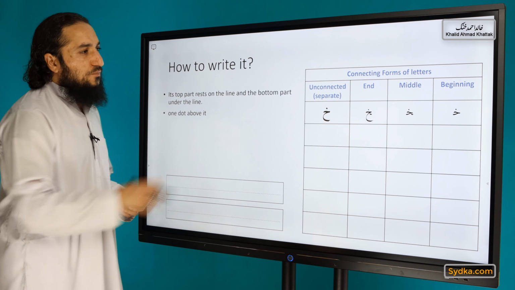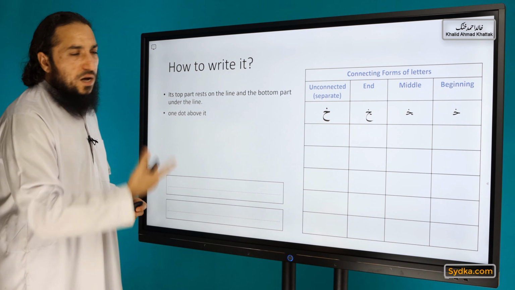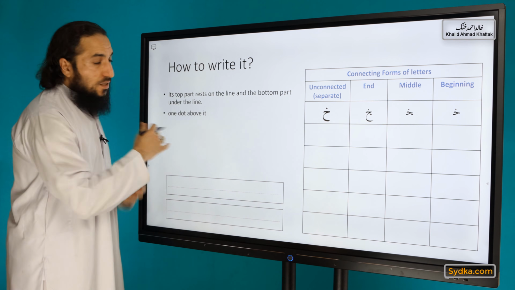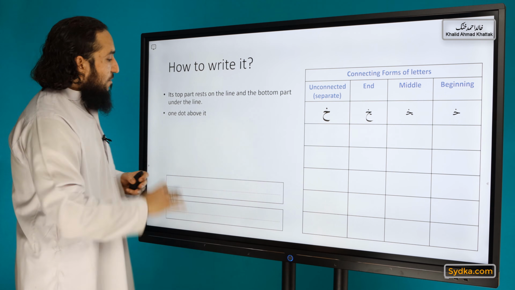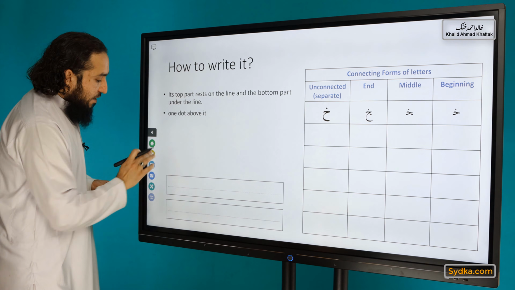How to write it? It's written similar to the way we explained for Ha and Jim, but we will go through it again. Its top part remains on the line, and the bottom part under the line, and it has one dot above it. Let me explain it to you practically.